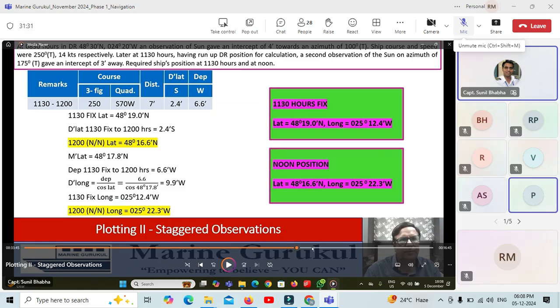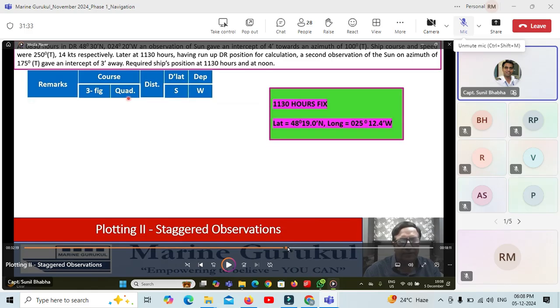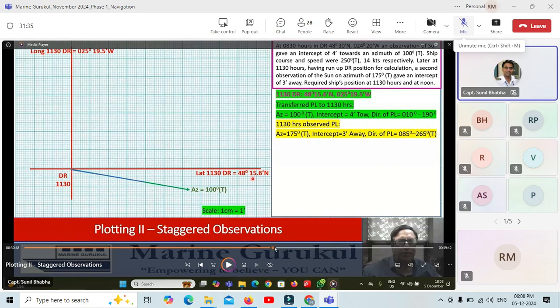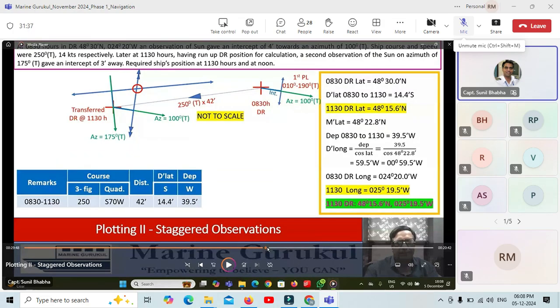I just want to see the slide. Okay, I'll take you back. This is the rough diagram, beta. Okay, so from 8:30 the run starts from the DR position. Yes. That's right. Okay, sir. Clear, beta? Yes, sir.